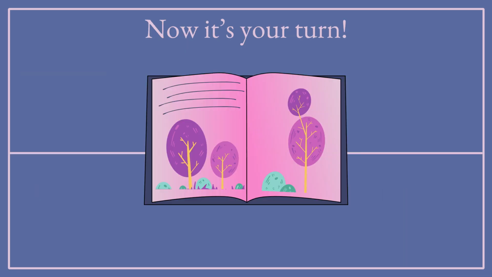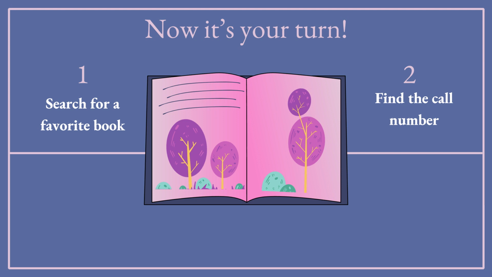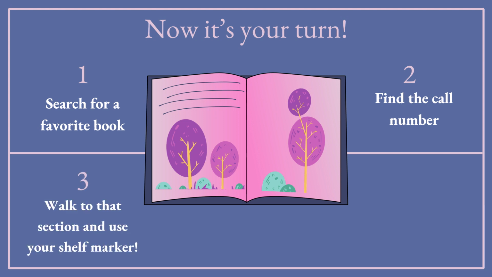All right, I think you're ready to go search. First, I want you to search for a favorite book on the library catalog using either title, author, or keyword. Next, I want you to find the call number. Then, I want you to walk to that section and use your shelf marker. Now that you are a pro, I want you to try these steps again to find a nonfiction book.